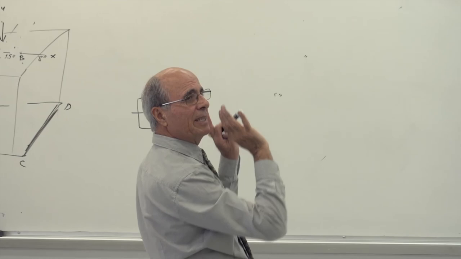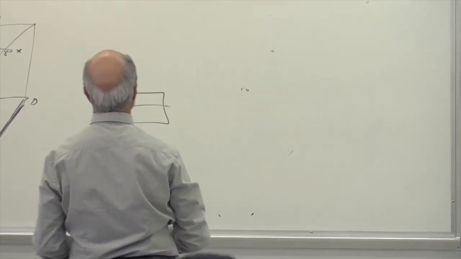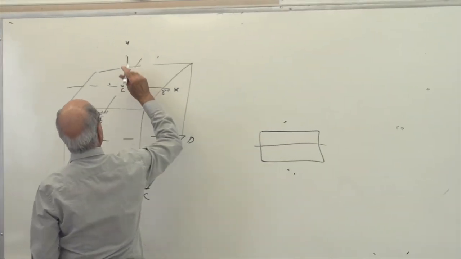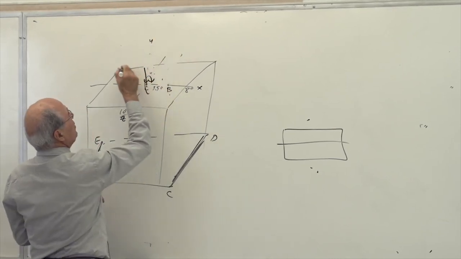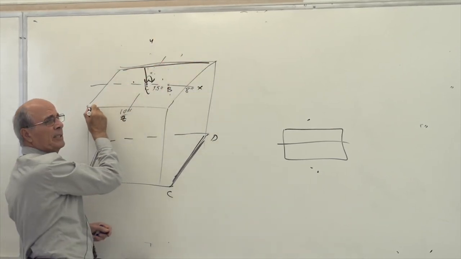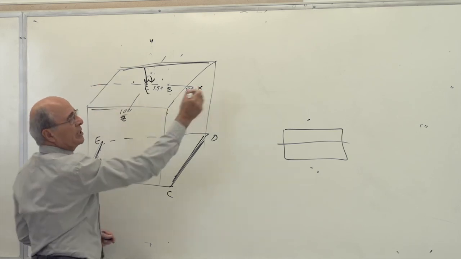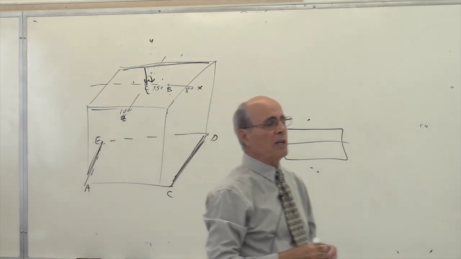I create a bending that way. Everybody understand that? In that case, the bending will be like that. The load comes here. Again, the same thing. But this time, this is in compression. This is in tension. And this is the neutral axis. Everybody understand? So we have a bending.